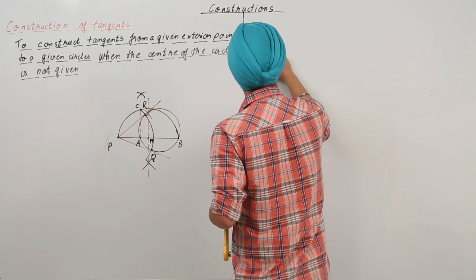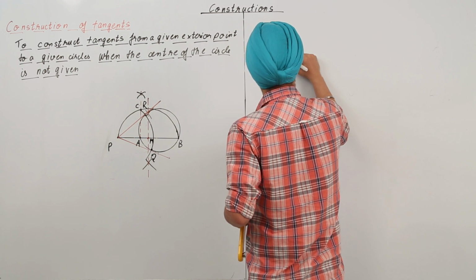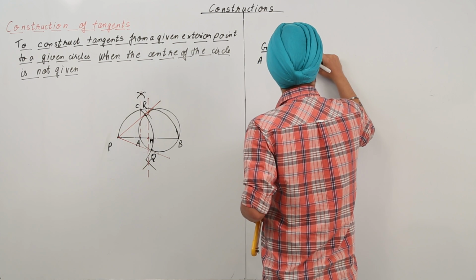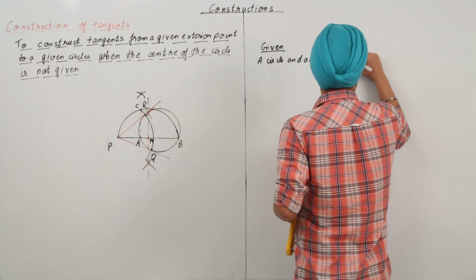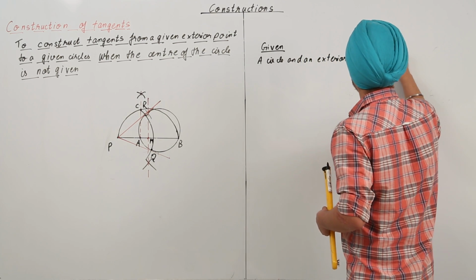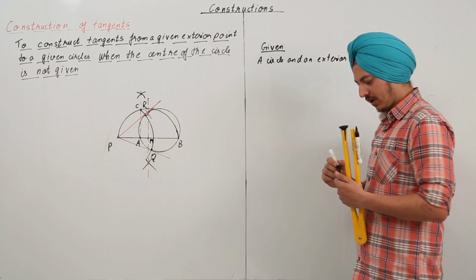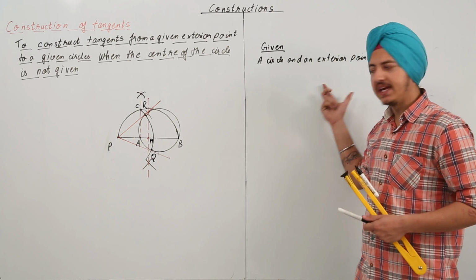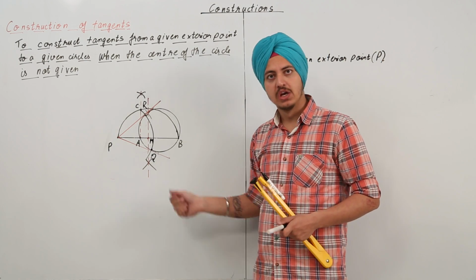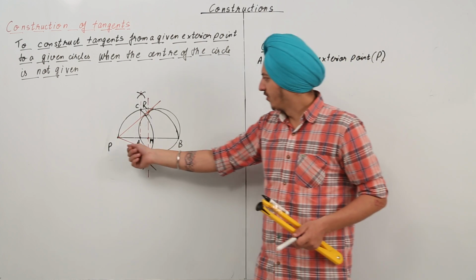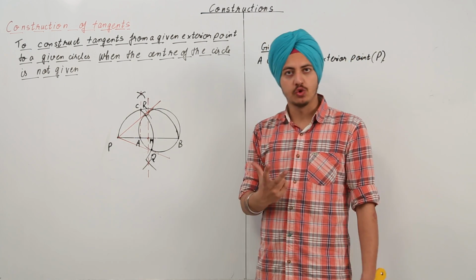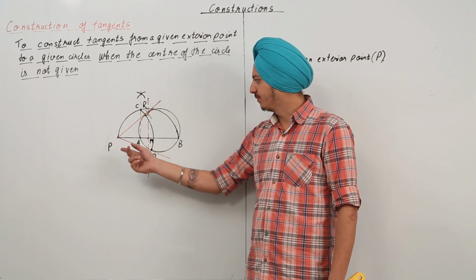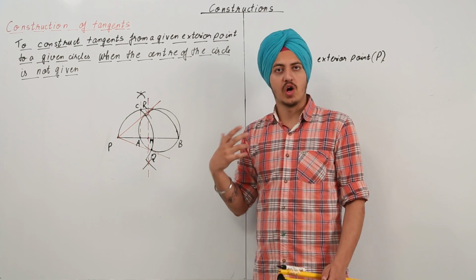is a circle and an exterior point, which in this case is P. So the exterior point is P and there is a circle that is given. So we have to construct tangents from this exterior point P onto the circle. Now again, there will be two tangents from this point P onto this circle. So how do we construct them?